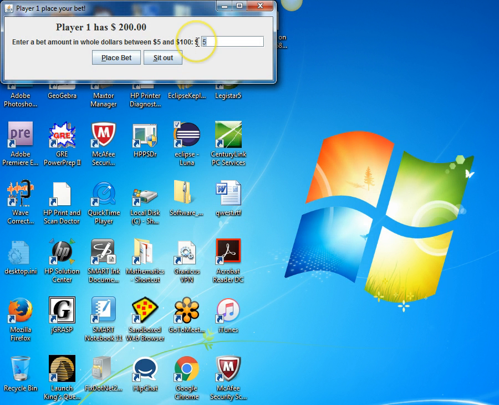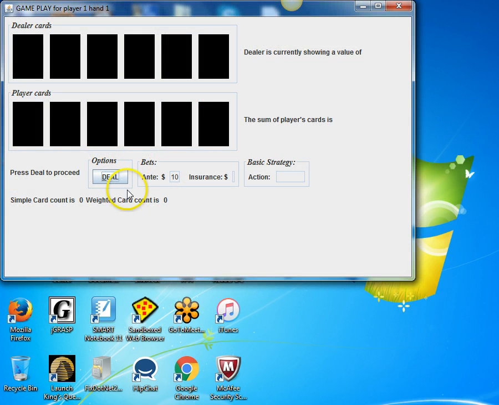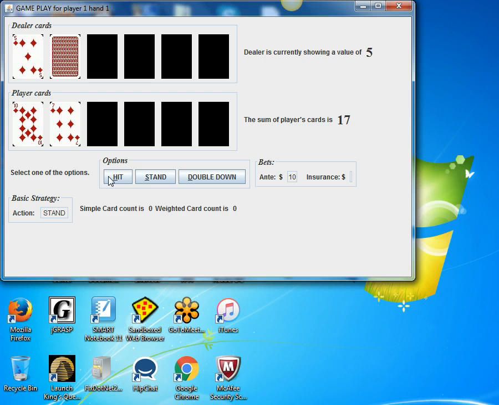So I'm just going to change the bet that I didn't do last time. So I placed the bet. So you can see you start out, the simple card count is 0, the weighted card count is 0 right now because we haven't dealt any cards. So we deal, and we have a 5 showing for the dealer and 17 for the player.